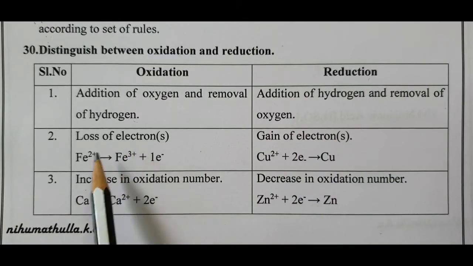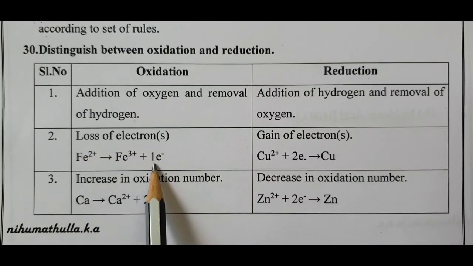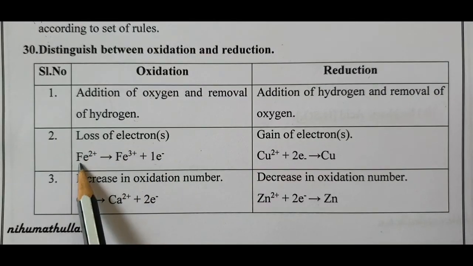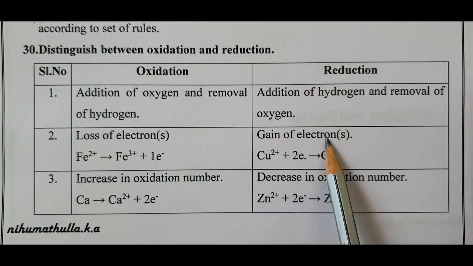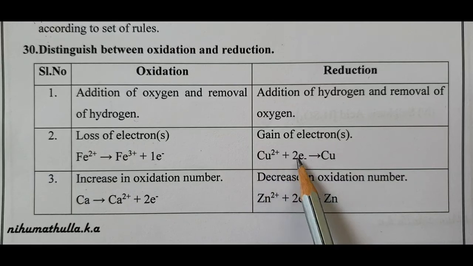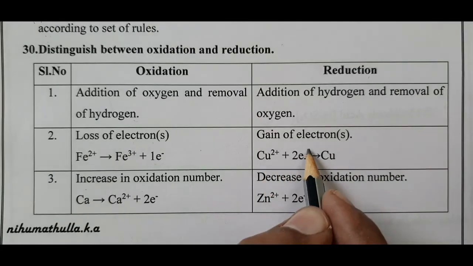According to the electronic concept, loss of electron is called oxidation. Fe2+, the ferrous ion, loses 1 electron and becomes Fe3+ ion. Gain of electron is called reduction. Copper 2+ ion gains 2 electrons and becomes metallic copper.